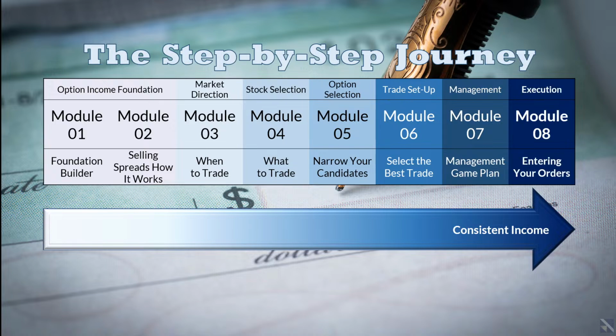And now that you found the best stock, you set up your low risk, high probability option trade, mapped out your management game plan, now it's time to place the trade. This module is going to break down the trade execution phase into simple, repeatable steps. You're going to commit these to muscle memory in no time.